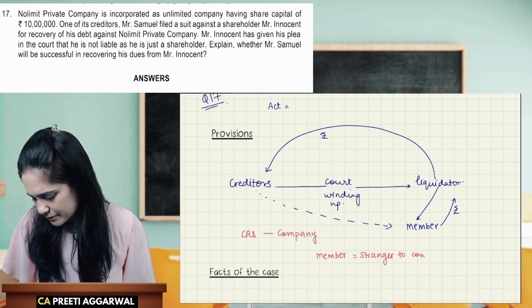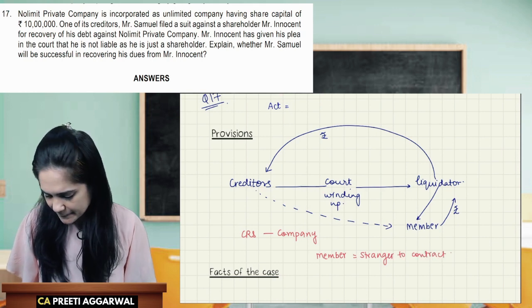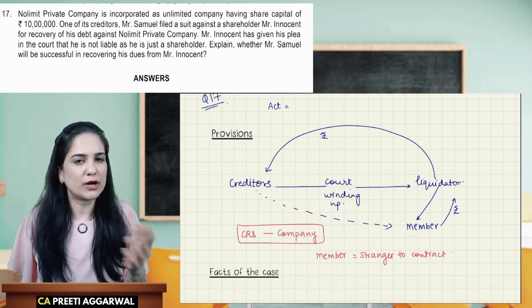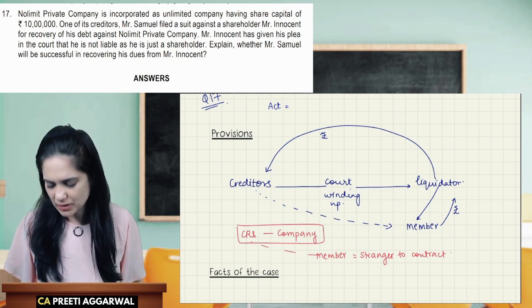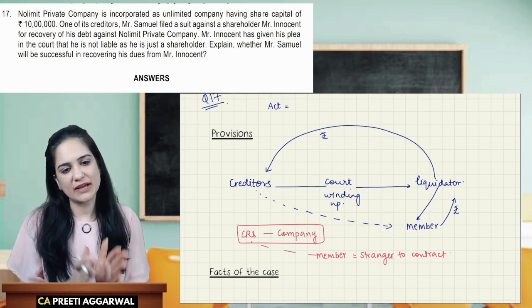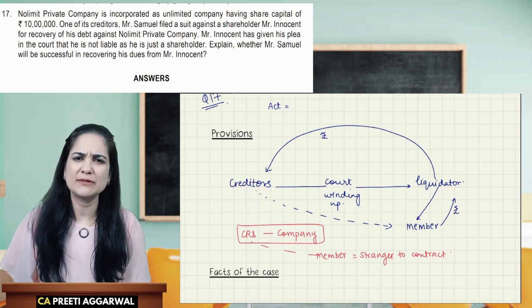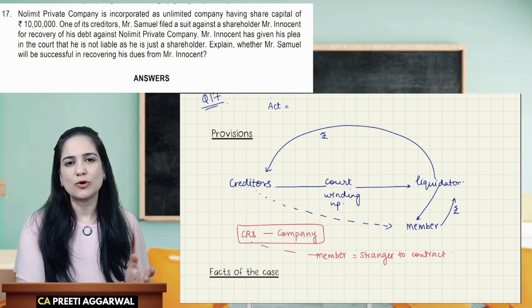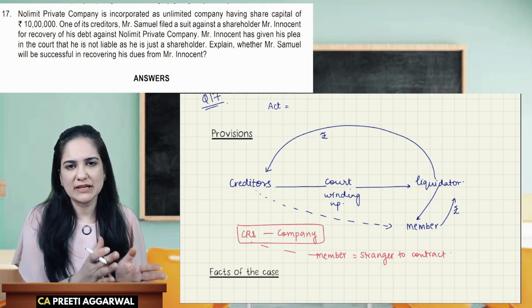Stranger to contract between creditors and the company. Okay. So members are strangers to contract. You cannot file a case directly against a member. You will have to file a case against the company, and the company, now we are ordering it to be wound up. We have gone to the court. So that is why the court will appoint a liquidator.